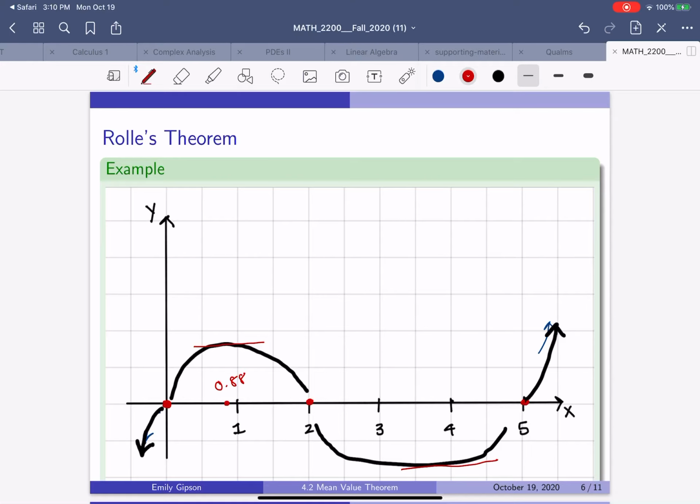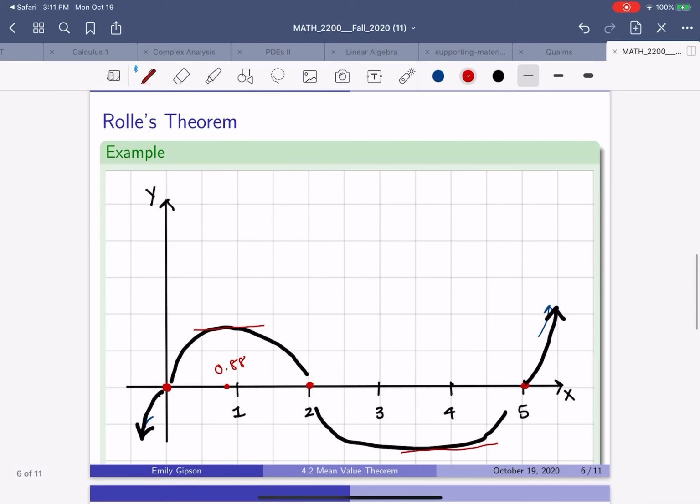So we have a local maximum right there, and we have a local minimum at 3.79. So that's about right here. So now I've drawn my function. Well, how do I know that this is correct? And the answer is, well, we Google it.